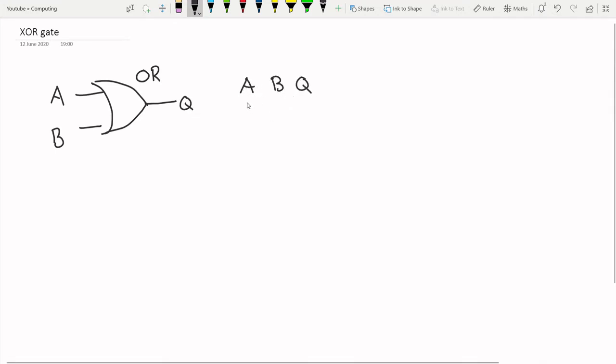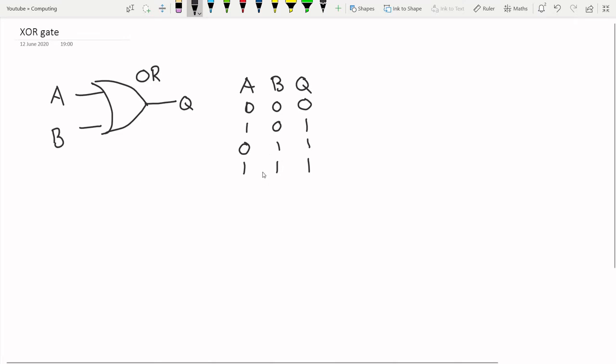For not A, not B, Q is false. A, not B, Q is true. Not A and B, Q is true. A and B, Q is true. So A or B, but also A and B.